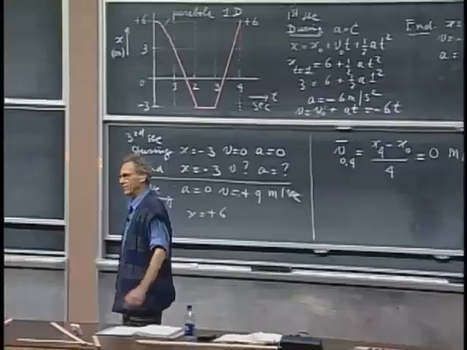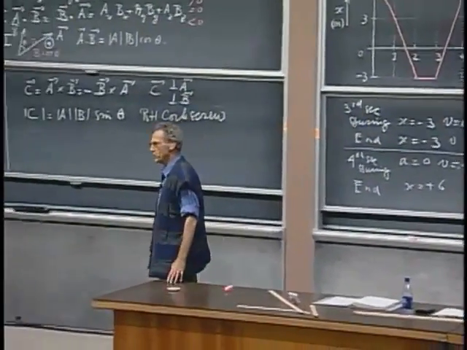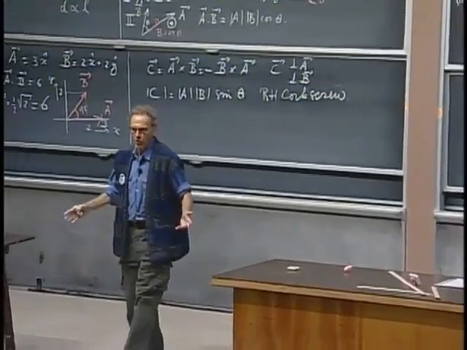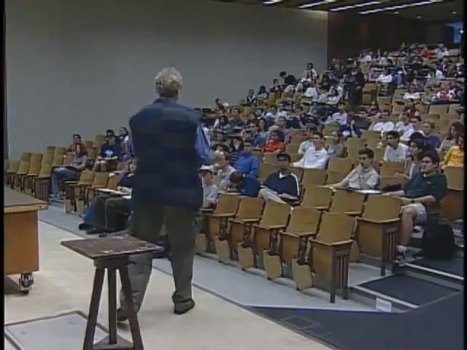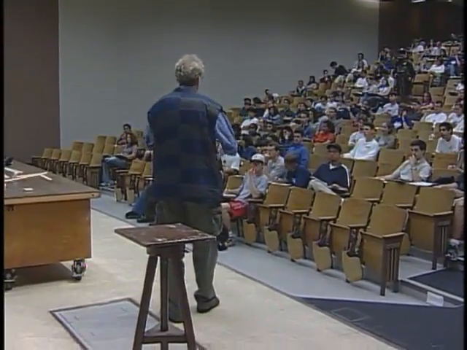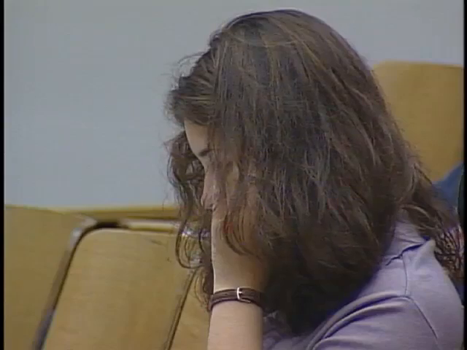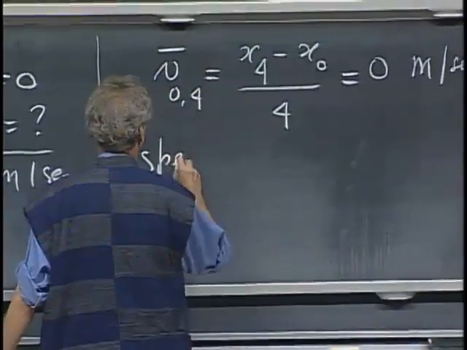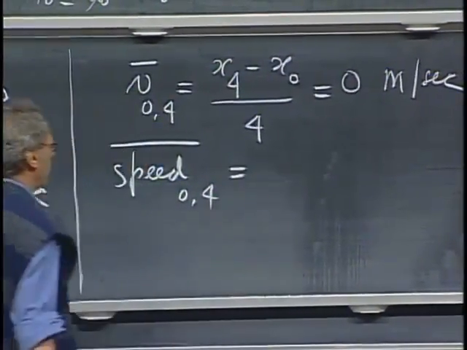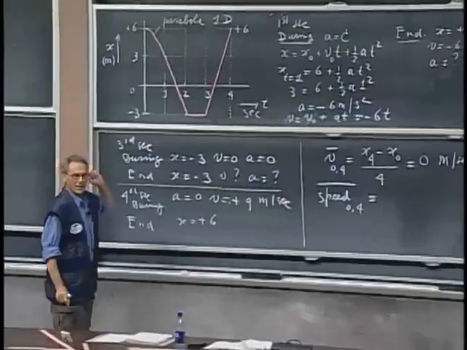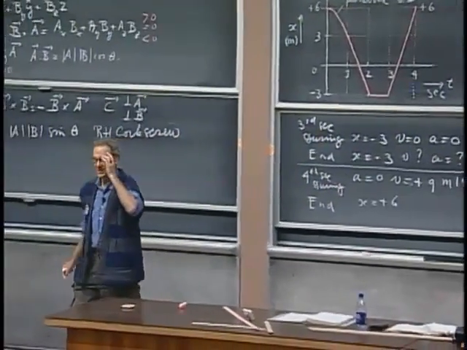You may not like that. It may go against your intuition. Of course, I couldn't agree more with you, but that's the way we define velocity. Speed is defined differently. Speed is the magnitude of the velocity vector. And the speed, therefore, always has a positive value. And I will show you now what is the average speed between time 0 and 4. That is the distance that it has traveled in these 4 seconds.